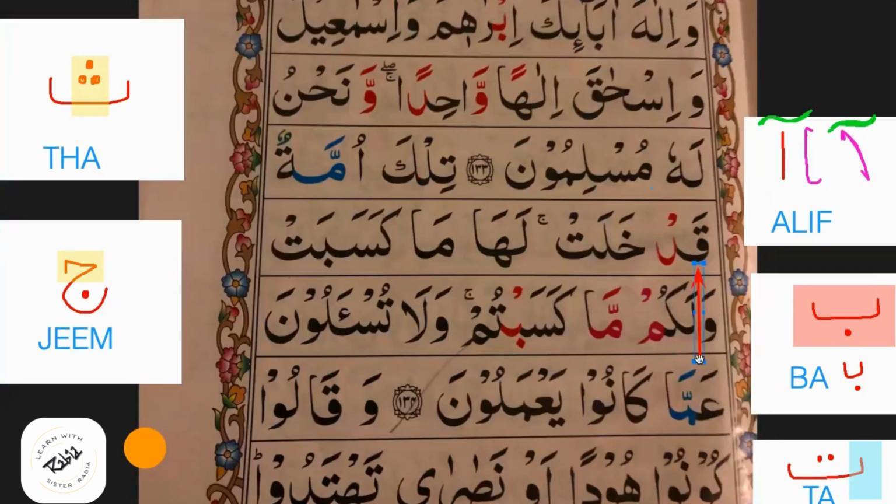Now this is a different sheet. Let's go find this slanted alif. The slanted alif is going to be a little thicker also. It's just calligraphy.